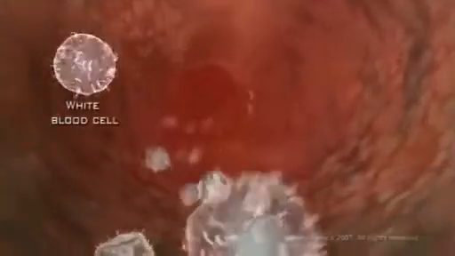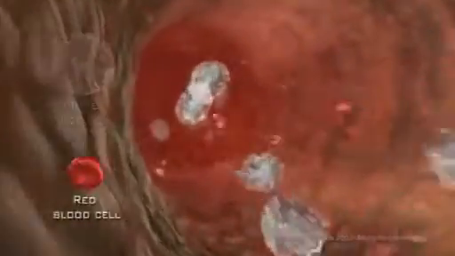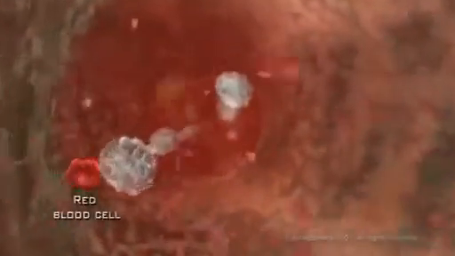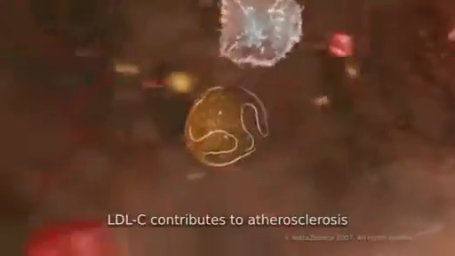Cholesterol is a natural, fat-like substance and is essential to health. However, too much cholesterol in your blood can be harmful. Cholesterol is produced in the liver, but can also be found in certain foods, such as those high in saturated fats. There are many types of cholesterol. The main type involved in atherosclerosis is called LDL-C, or bad cholesterol.